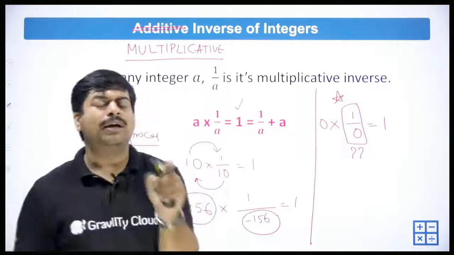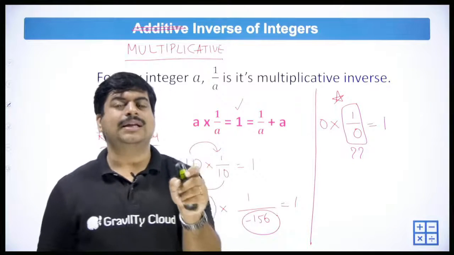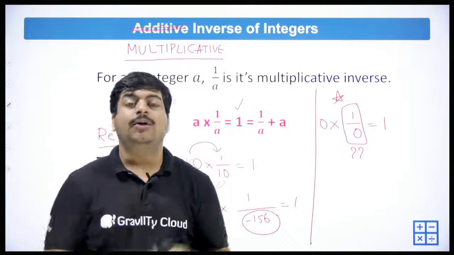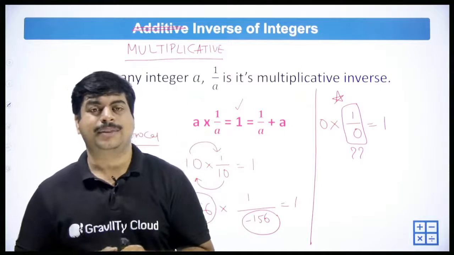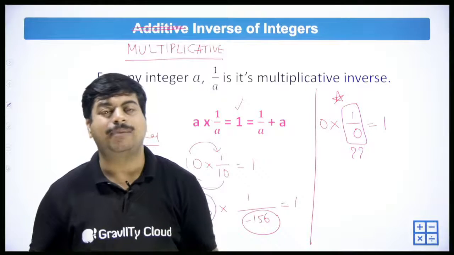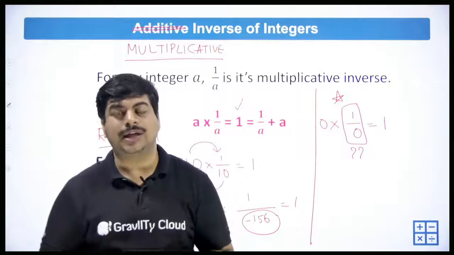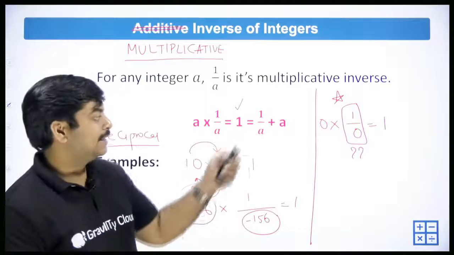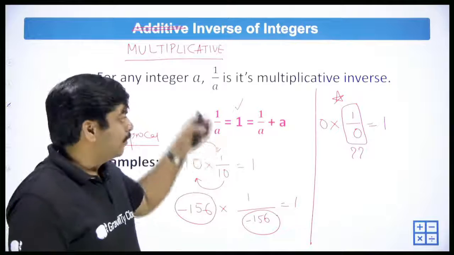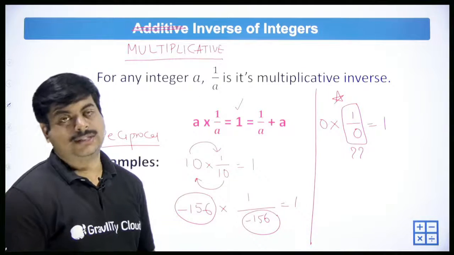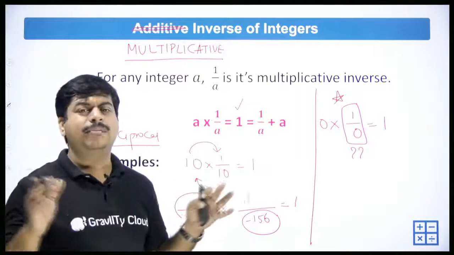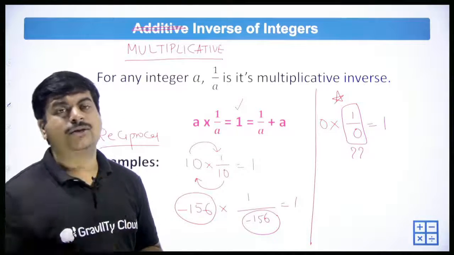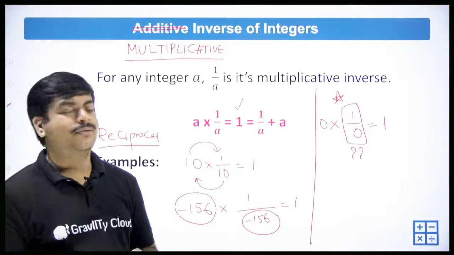The question is, what is the multiplicative inverse or reciprocal of the number 0? You should say undefined, because you don't know which answer to keep there. 1 by 0 is not a defined number, right? So for the number 0, you cannot find a multiplicative inverse. For the rest of every number, for A, it is 1 by A. They are reciprocals, or you can say multiplicative inverse, right?